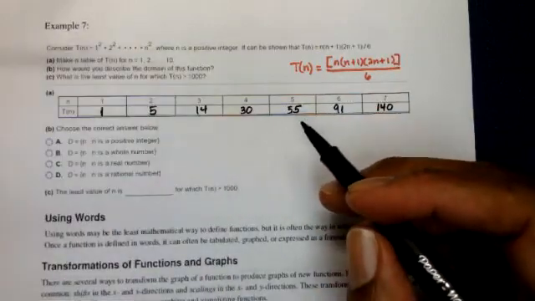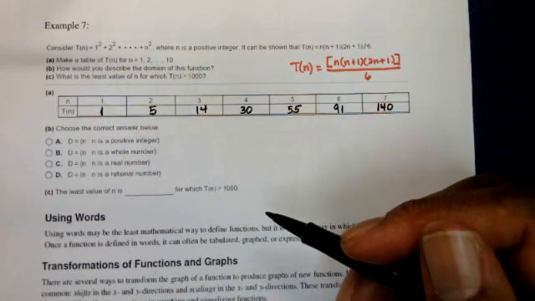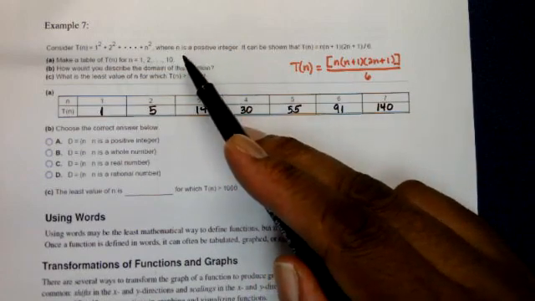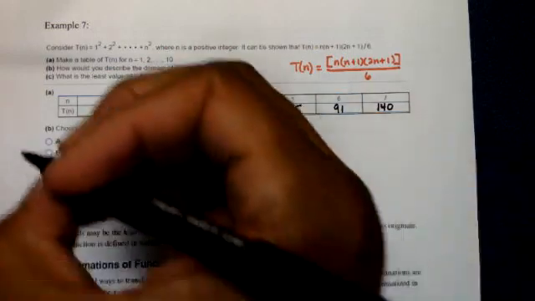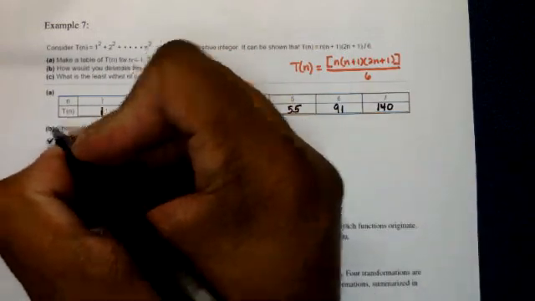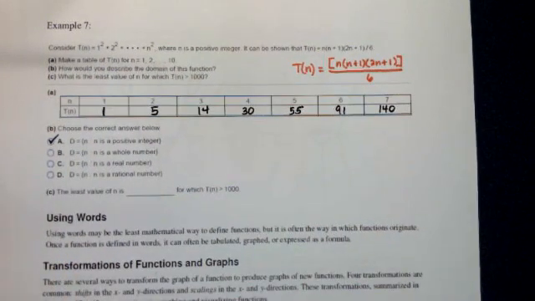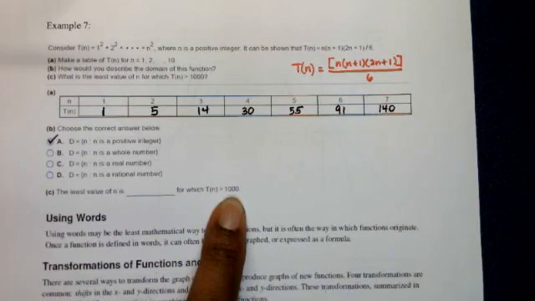Now, in part B, you're going to choose the correct answer below. Well, we're told here, in this case, that n is going to be a positive integer. So our domain will have to be this one, the set of all n such that n is a positive integer. Okay. And then the least value of n for which T of n is greater than 1,000.